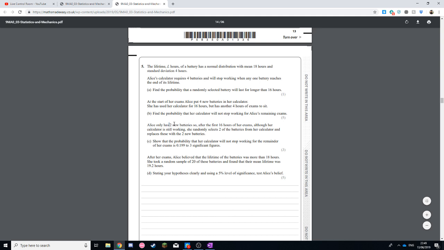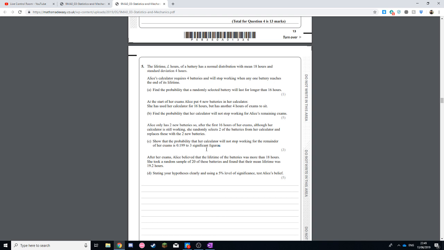Alice only has two new batteries, so after the first 16 hours of the exam, although her calculator is still working, she randomly selects two of the batteries from calculator and replaces these with the two new batteries. This is getting complicated. So the probability that calculator will not stop working for the remainder of the exams is 0.1993 to significant figures. Damn. So that's a completely new battery, and this only has to last 4 hours. The two new batteries.